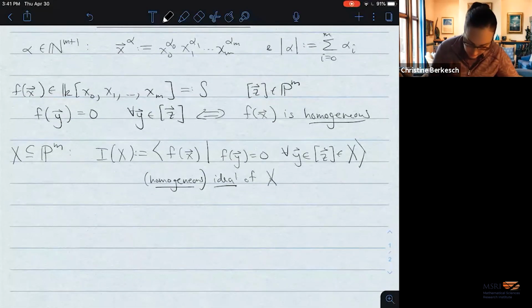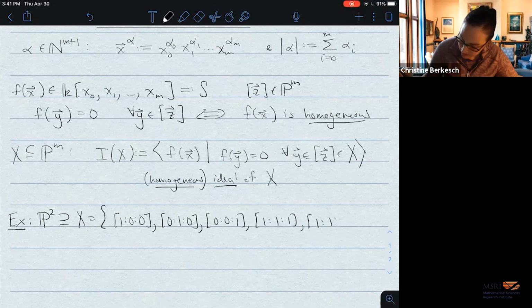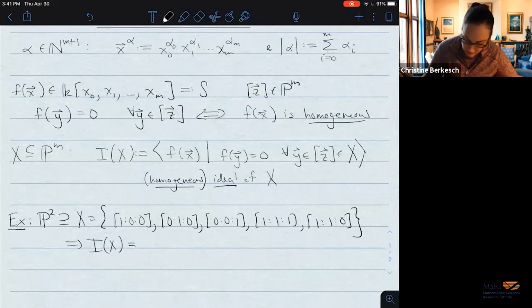And then, just as an example, we'll use this ideal in just a moment. So let's look at the following 5 points, say in P2. So I'll look at first these 3 points that give me the coordinate axes, and then say these as well. Then in this case, I of X is generated by 3 polynomials.